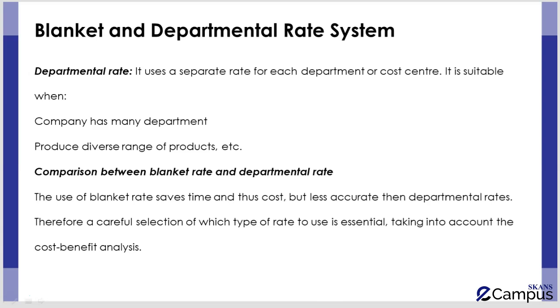As a result, in such situations, we prefer the departmental rate system. The departmental rate system is used where a separate rate for each department or cost center is calculated. Each department calculates its OAR on the basis of the activity which is most suitable for that department. It is appropriate when the company has more departments and a diverse range of products. So in such situations, the departmental rate system is very suitable.